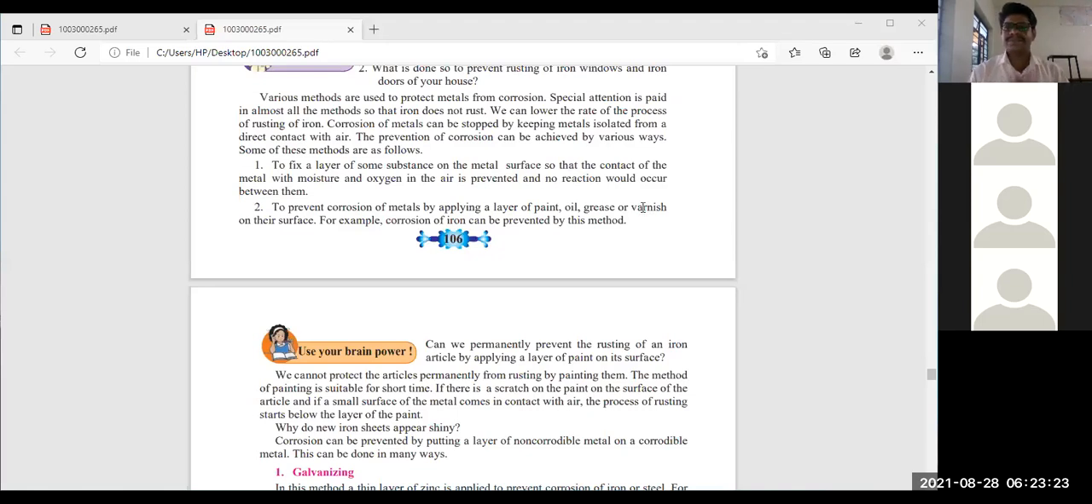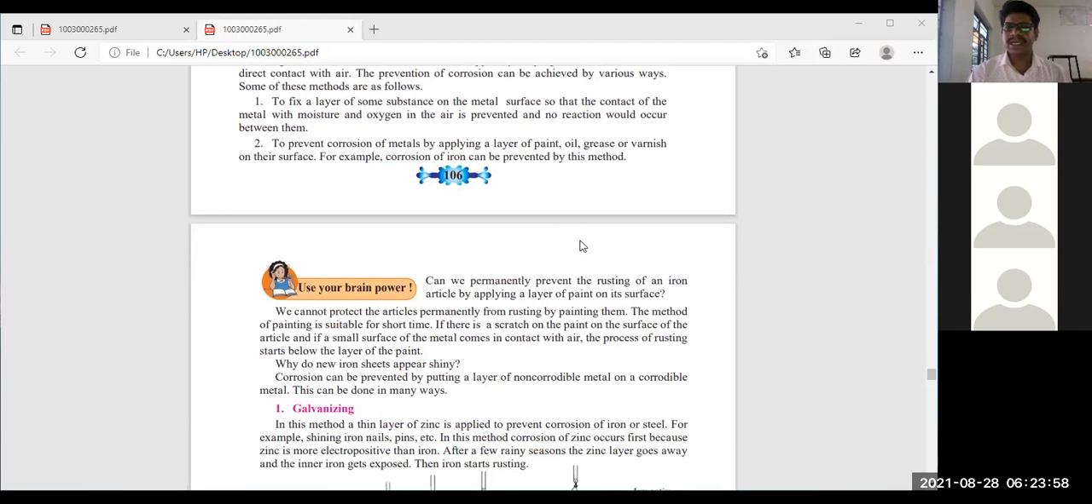Suppose nowadays we are using so many different colored iron objects. Why is that iron object colored? Behind that there is only one main reason. If they are left in free nature, they will come in contact with oxygen or moist air, and they can form rust. So to prevent this, we give color to these things. Then sometimes a layer of paint, sometimes oil, sometimes grease or varnish on the surface. Like this, we can prevent corrosion.